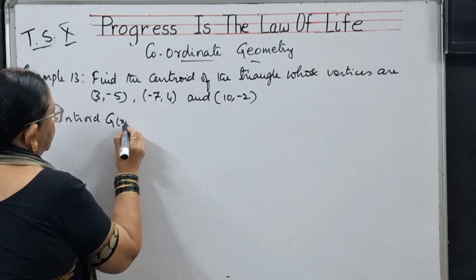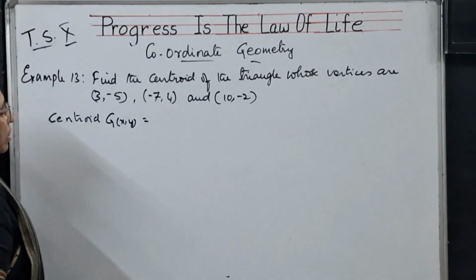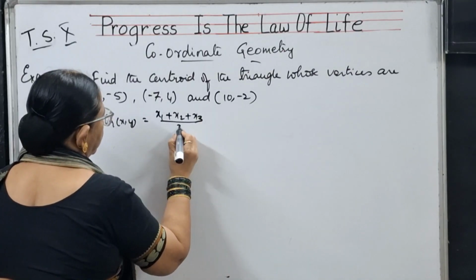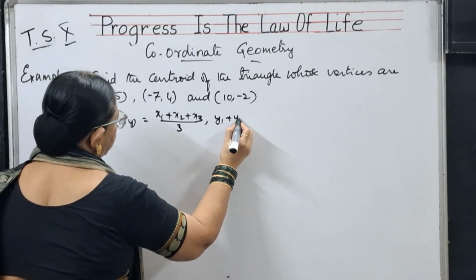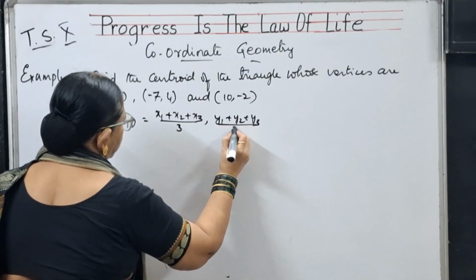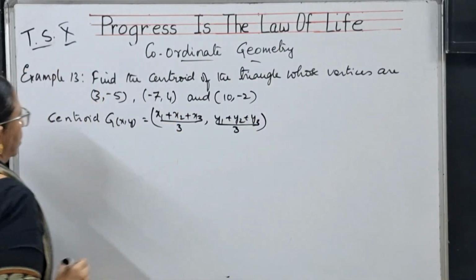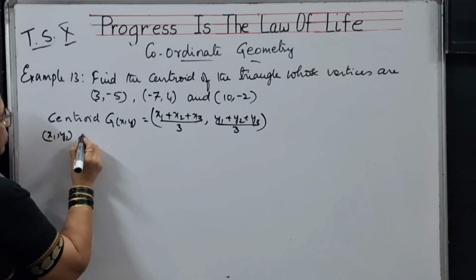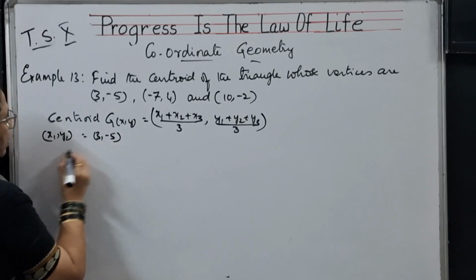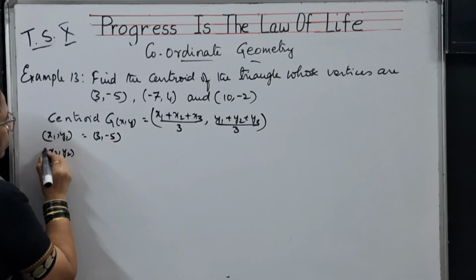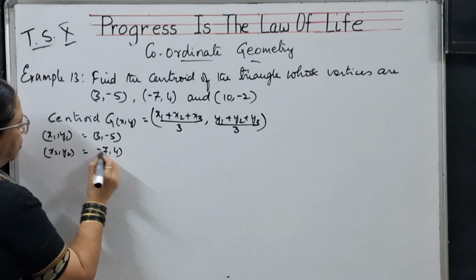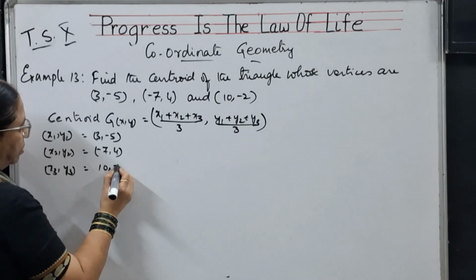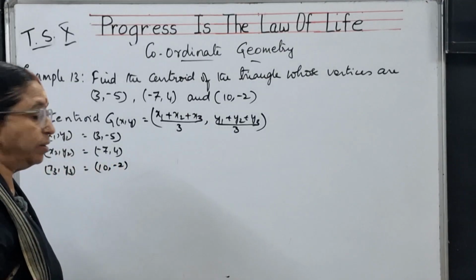Centroid is considered as G. So G(x, y) is nothing but (x1 plus x2 plus x3) by 3, (y1 plus y2 plus y3) by 3. This is the derivation which I have done. So in the problem, we have x1, y1 as (3, -5), x2, y2 as (-7, 4), and x3, y3 as (10, -2). These are the values given to us.